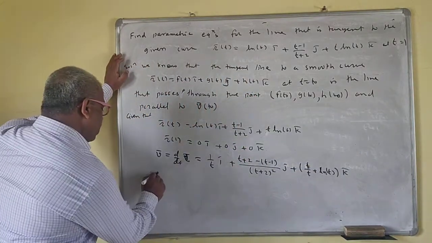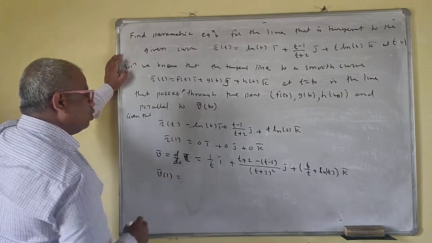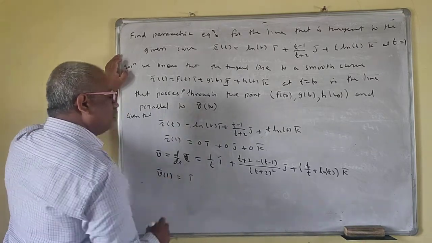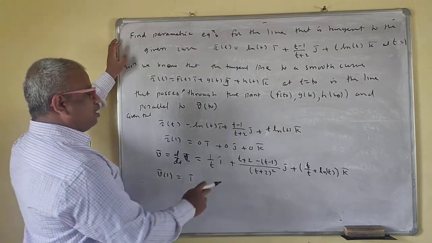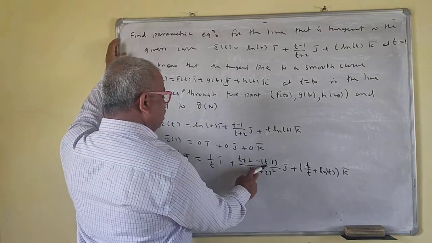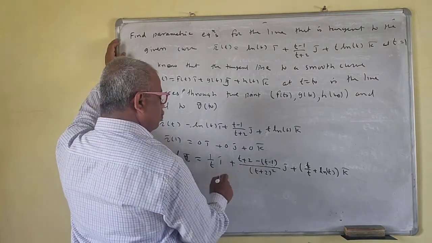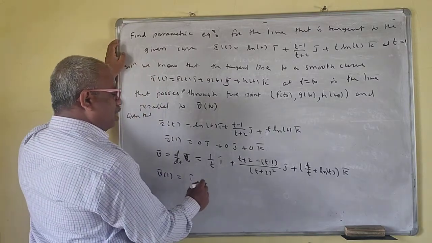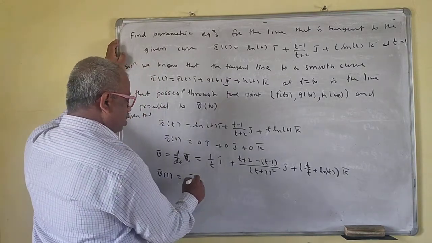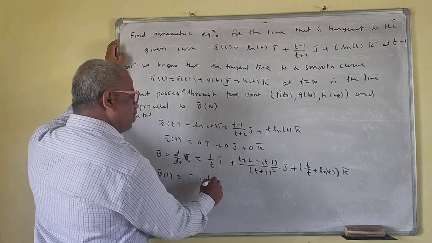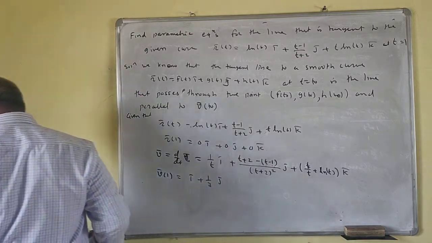Okay. So now v bar at 1 now. So what is that? i bar. So if you put t is equal to 1, this is 0. This is 0. So this is 3. So 3 upon 1 by 3. So this is what? 1 by 3 j bar. Is it 1 by 3?